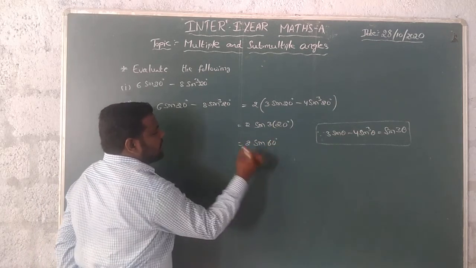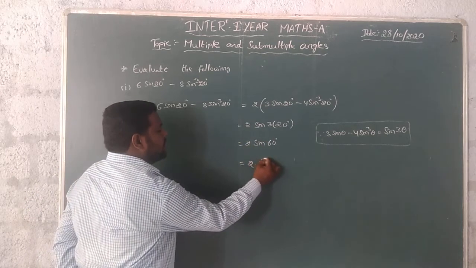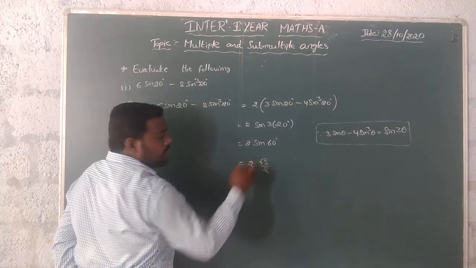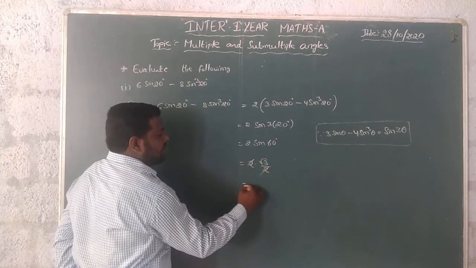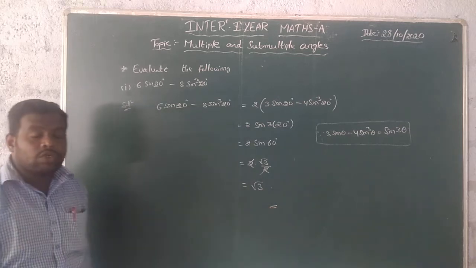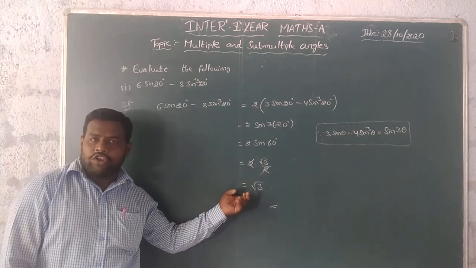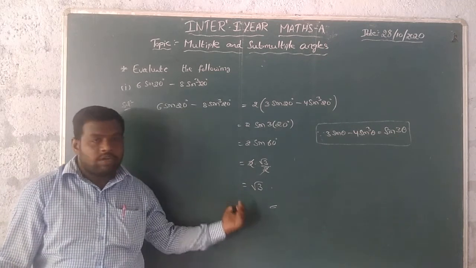We know the value of sin 60. What is the value of sin 60 degrees? Sin 60 degrees value is root 3 by 2. So 2 gets cancelled, that equals root 3. So the value of 6 sin 20 degrees minus 8 sin cube 20 degrees is root 3. Okay, everyone note that one.